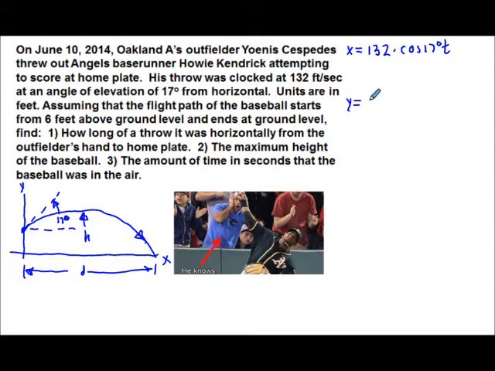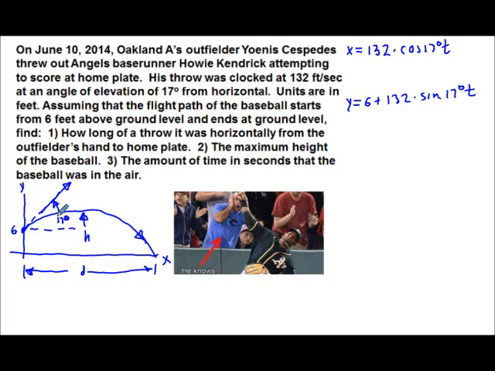And y equals, we start out, we talk about elevation. We are starting out at this height of 6 feet above ground. So we have 6 plus, and what do you expect to have here? 132 times, what is the vertical component here? Sine 17 degrees t. Now if we have just these two terms here, we're going to have this throw continuing to go in this direction all the way into outer space. But what is going to happen here?